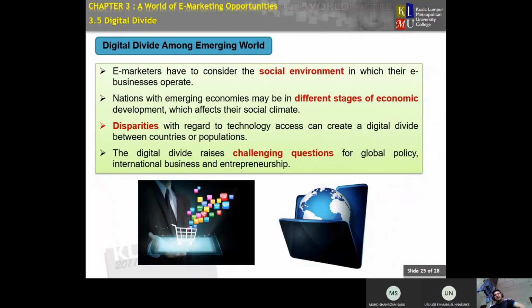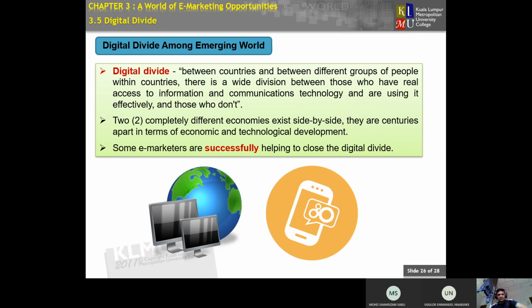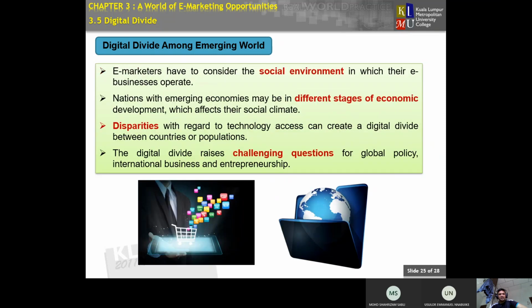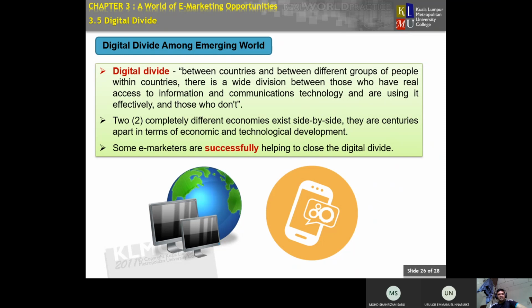Okay, digital divide. This is a topic that I hope I can explain for your understanding. The meaning of digital divide is the division between countries and between different groups of people within countries. There is a wide division between those who have real access to information and communication technology and are using it effectively, and those who don't. Not all people have the same technological access and usage. That is the meaning of digital divide.